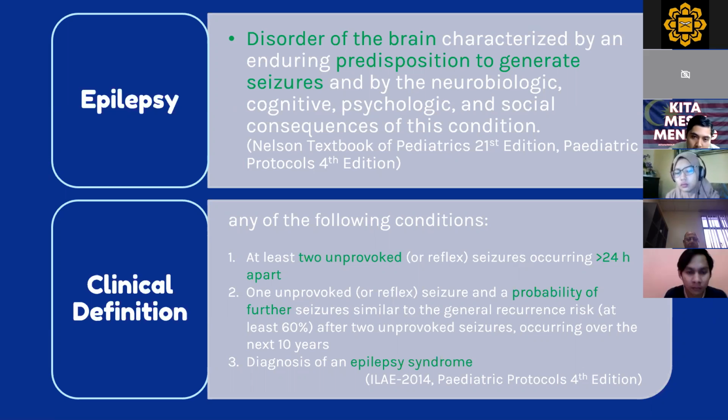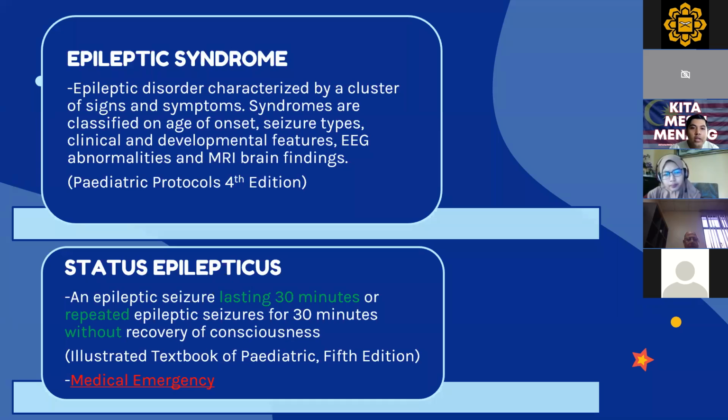The meaning of the second definition is that epilepsy is a disease of the brain causing at least 2 unprovoked or reflex seizures occurring more than 24 hours apart, or after 1 seizure if the risk of recurrence is high. So high means at least 60%. So that's the easiest way to understand the second definition. Okay, is it okay? Yes. So moving on to the epileptic syndrome.